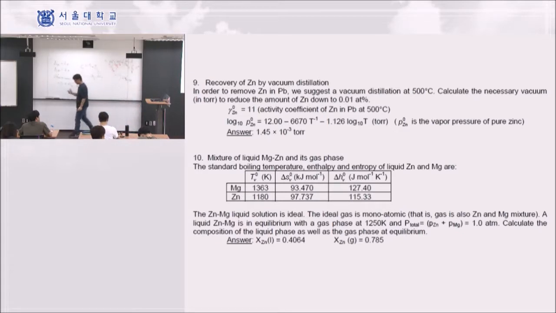When you look at this the first time, it looks very strange. It doesn't give the composition of the liquid, and it doesn't give any composition of the gas phase. It just says we have a magnesium and zinc binary system in an equilibrium state. What's the composition of the liquid and the gas phase, based on this thermodynamic information? That's it. So let's draw a schematic diagram and see whether this information is enough to solve the problem.